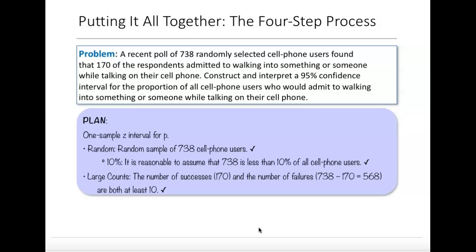And then large counts is n times p hat and n times 1 minus p hat, which really comes out to the number of what we would consider successes. Successes being people who walk into stuff, and then failures, which is the complement of that. So 170 and then 738 minus 170, which is 568, are both at least 10. That satisfies our large count condition.